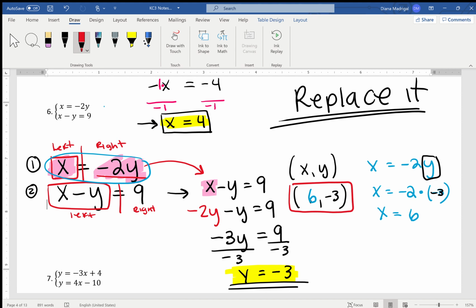So this one is a little bit different because x was by itself, not y. However, we were able to replace it. We were able to substitute it. So that's how we do these.